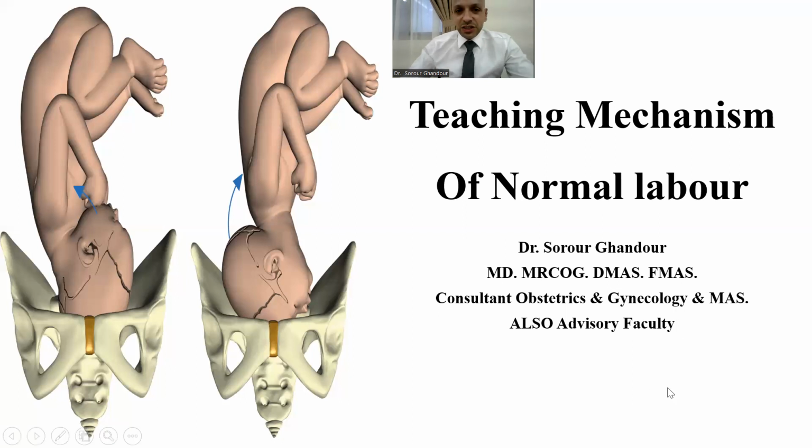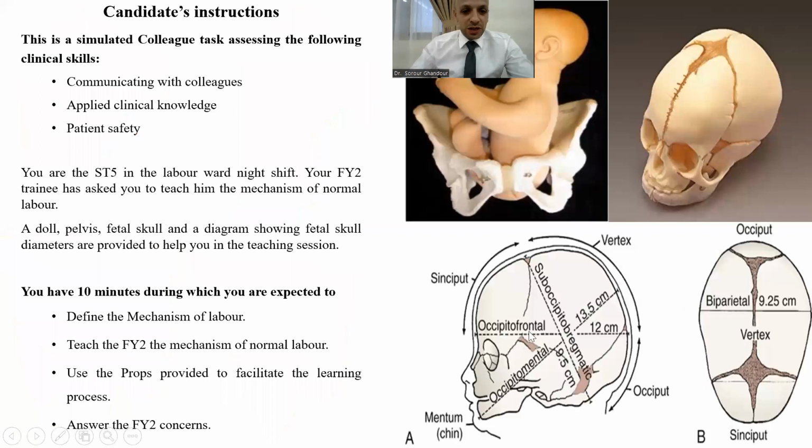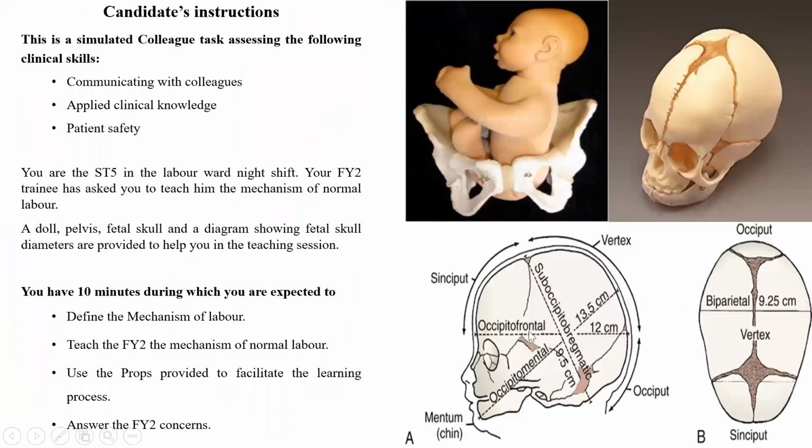It will be a teaching station about the mechanism of normal labor. Here you will be an ST5, and you are asked by your junior colleague, the foundation year 2, to teach him the mechanism of normal labor. You will be provided during this session with a doll, a pelvis, and a fetal skull diagram showing the fetal skull diameters. All these are provided to you to help you in the teaching process.